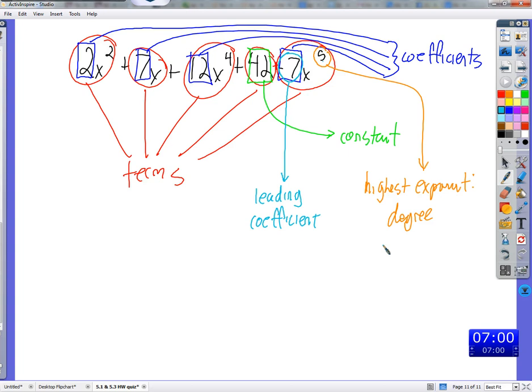I like fifth degree better. Okay. Well, you're the one that said degree 5. Well, he said it first. No, you did. No, you did. No, I didn't. No, I'm looking at him, but I'm talking to you.